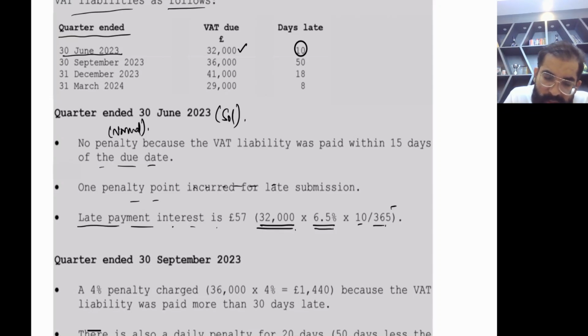So this is going to be 57 pounds. And yes, my dear students, in terms of late VAT return filing, one penalty point is incurred for late submission. She got one penalty point. First time she submitted late VAT return, so she got the first point.